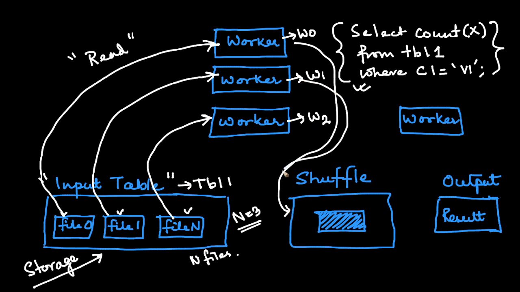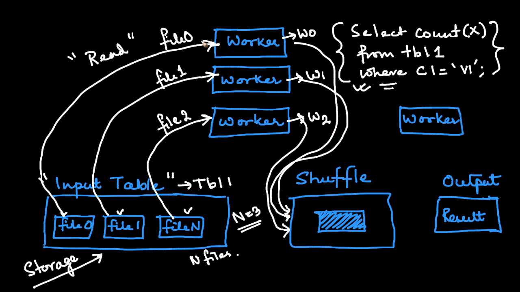So each and every worker sends their respective outputs of this query. They will execute this query on each and every chunk, on each and every file block. So this is file 0 that worker W0 has read. This is file chunk file 1 that the worker W1 has read. And then again, this is file 2, which W2 has read.